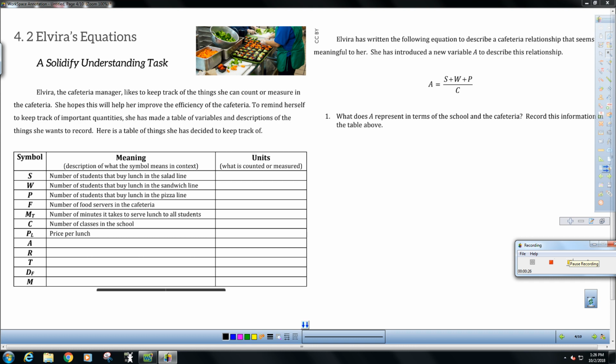Okay? So it says Elvira. So here's the table. I hope you've looked at it. And then it says Elvira has written the following equation for A. A is S plus W plus P divided by C. What does A represent in terms of the school and the cafeteria?